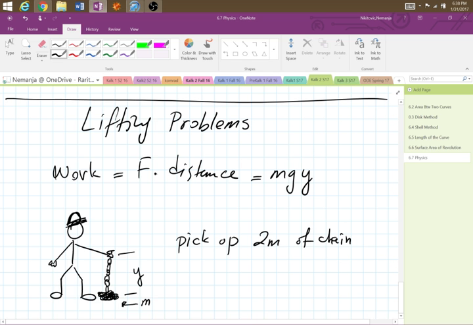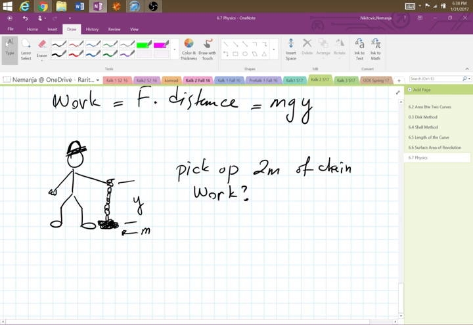How much work is done in picking up the chain? Now I will add whatever else we need. So we know that the work is the integral from a to b. Now we're lifting straight up, so this integral is going to be in terms of y. Maybe I should put C and D. Yeah, whatever.